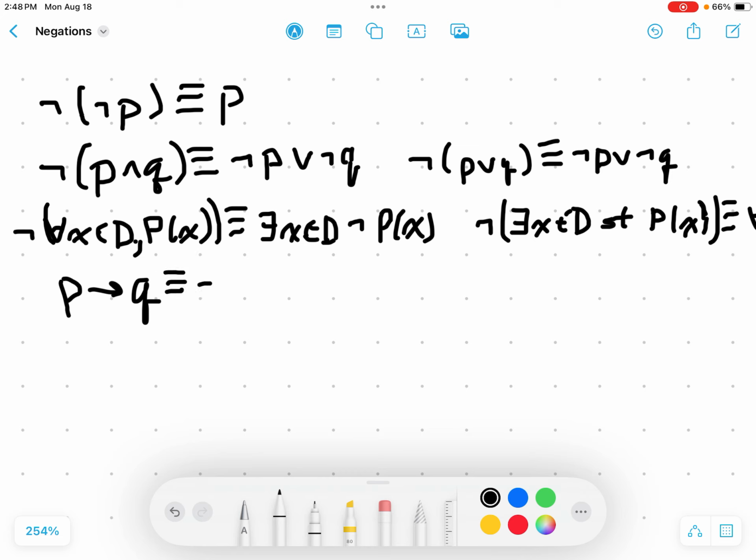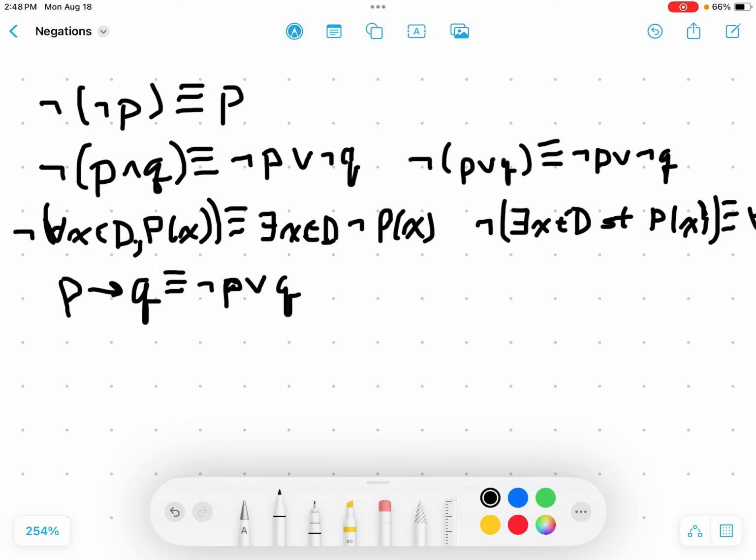That's logically equivalent to not P or Q. This thing is true if P is false, it's just not applicable. And it's also true if P happens to be true and Q is also true. So, yes, if P is true, then not P would be false, but Q needs to be true. So that works out.